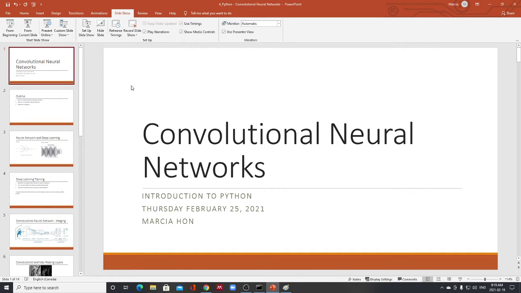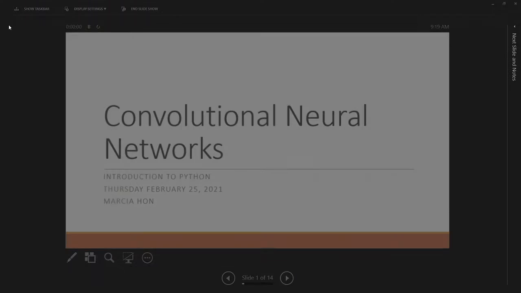Hello, everybody. Today we're going to cover convolutional neural networks. Now, I thought that before we jump into Python, maybe we need to learn a bit about how a convolutional neural network works, so that we have a better knowledge of this field, and therefore it's easier to implement in Python. So let's start.